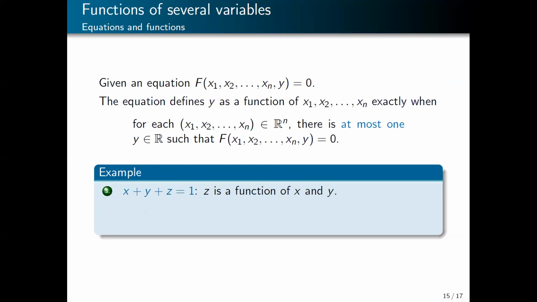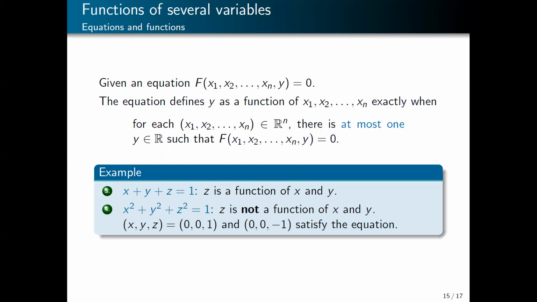The equation x plus y plus z equals 1 defines z as a function of x and y, since for each ordered pair (x, y) of real numbers, there is a unique real number z, namely 1 minus x minus y, such that the ordered triple (x, y, z) satisfies the equation. The equation x squared plus y squared plus z squared equals 1 does not define z as a function of x and y, since for certain ordered pairs (x, y), we can find more than one value of z such that the ordered triple (x, y, z) satisfies the equation. In particular, the ordered triples (0, 0, 1) and (0, 0, −1) both satisfy the equation. So the ordered pair (0, 0) corresponds to two different values of z.